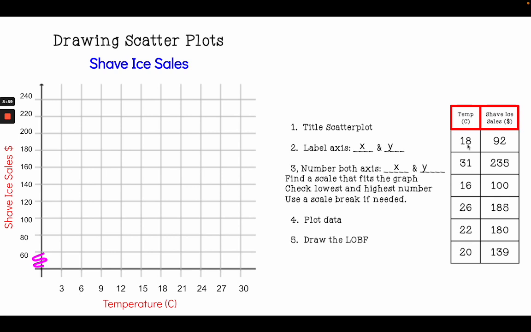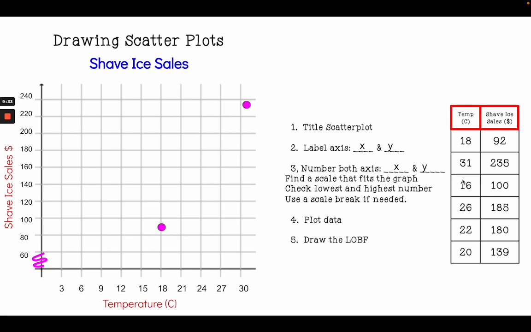Okay, the first one is 18 and 92. So on the X, I'm going to go to 18. On the Y, I'm going to go to 92. Let's see, it's about there. And plot a point. Okay, next I'm going to go to 31 and 235. So when it was 31 degrees, so just a little bit after this 30, this person earned $235. So it's going to be, I'd say, about there.